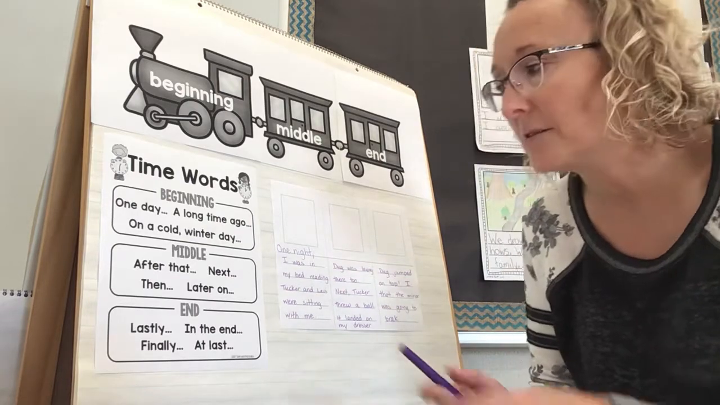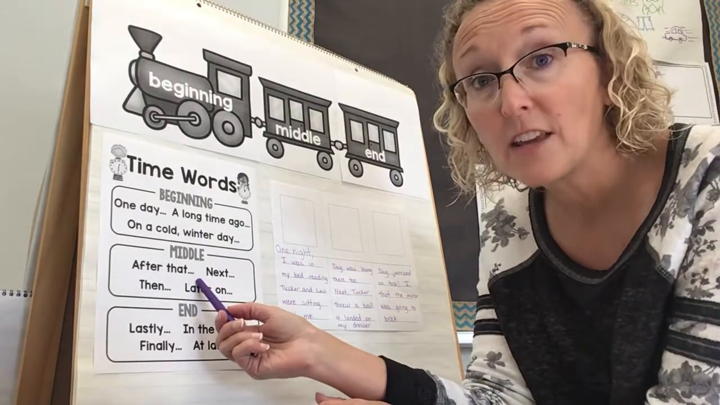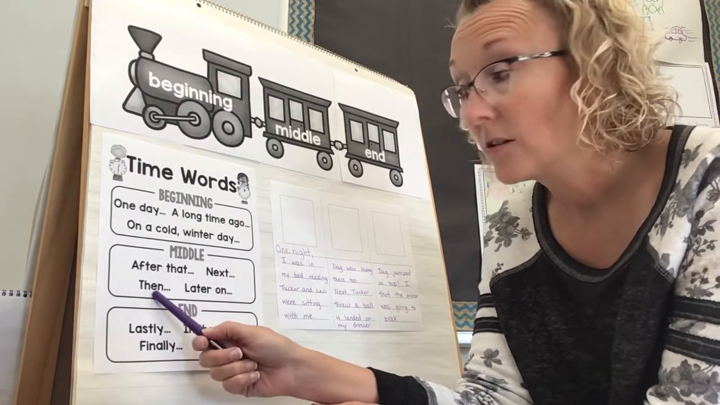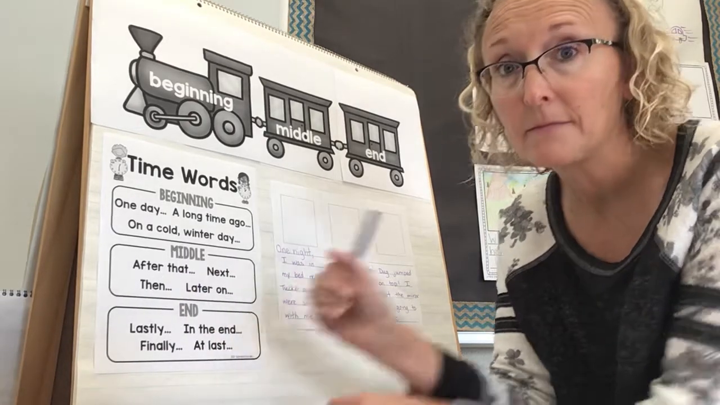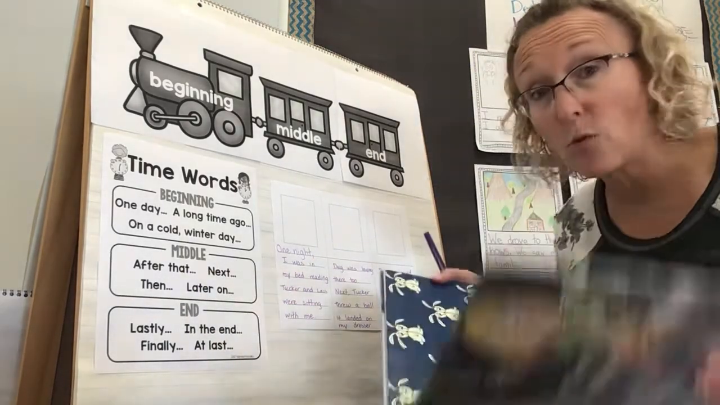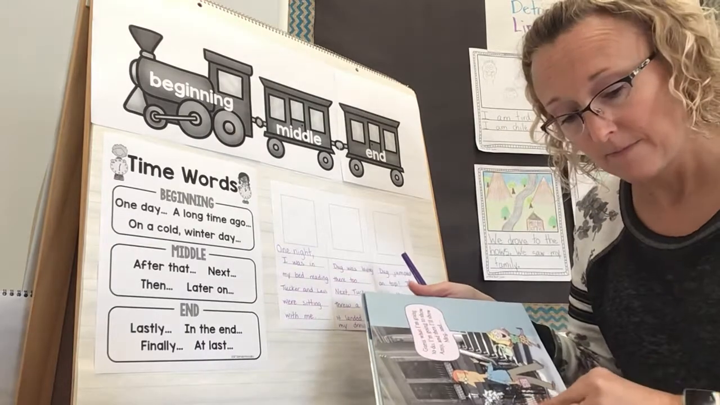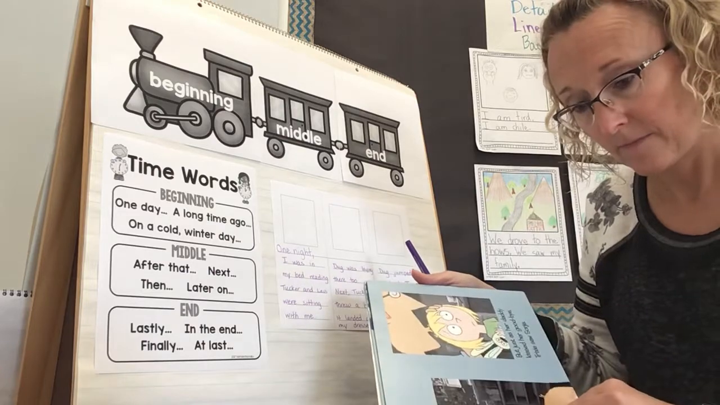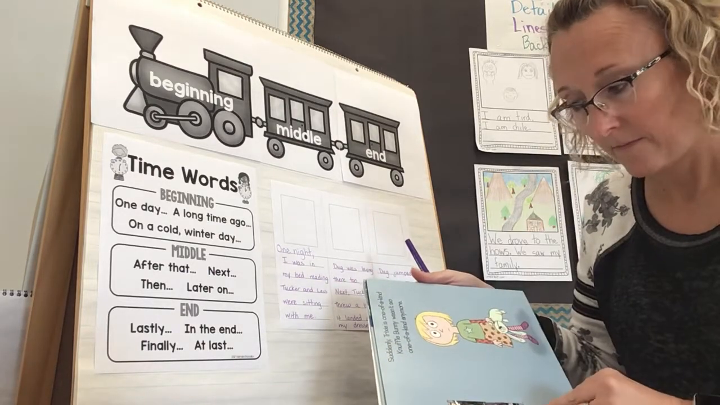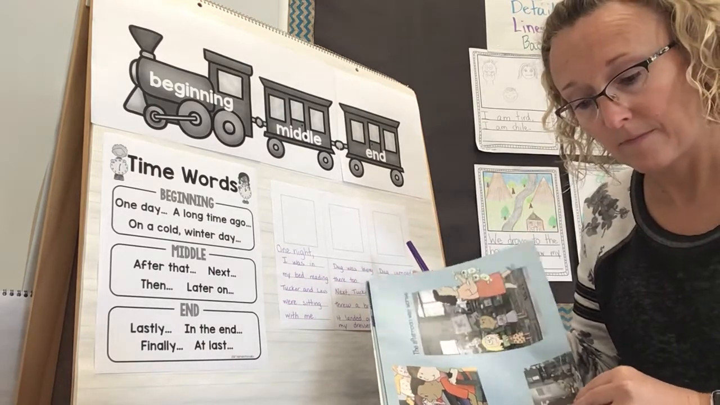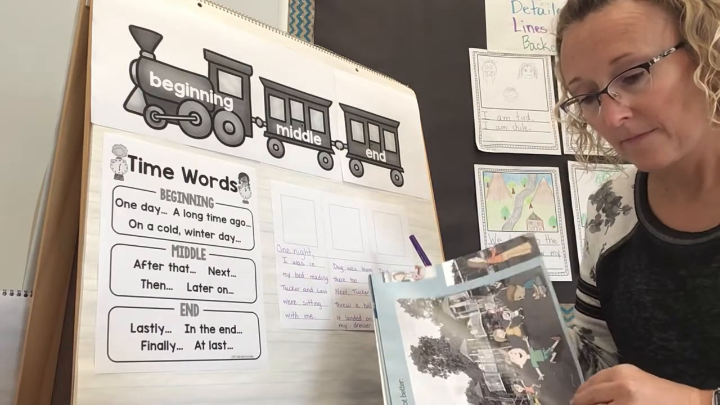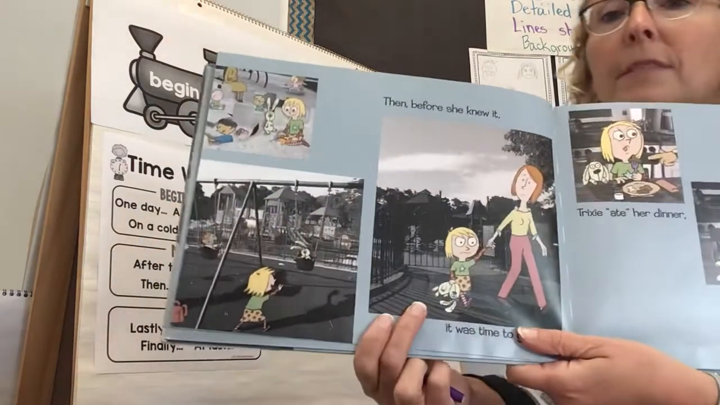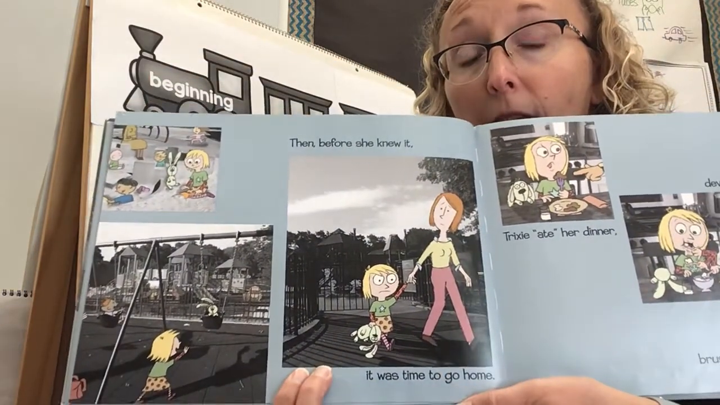Okay, let's look in the middle. Here are some words they use for the middle. Something like after that, next, or then, or later on. Let's see if we can find some spots where Mo Willems did that in his book. Let's see. Here's maybe one. Then, before she knew it, it was time to go home.